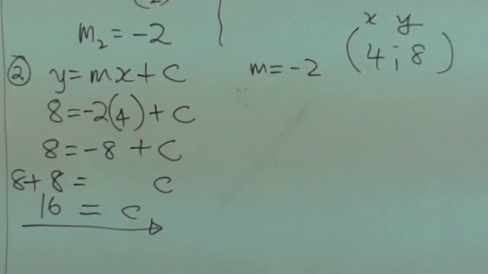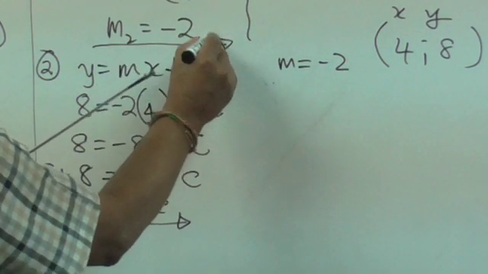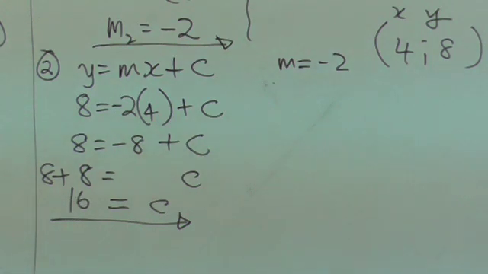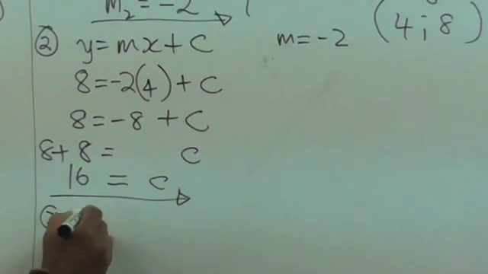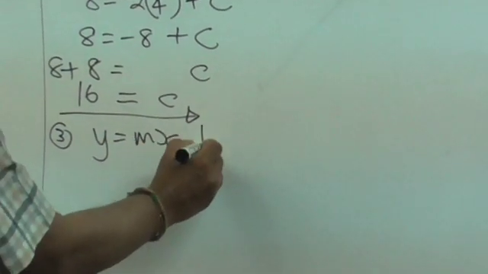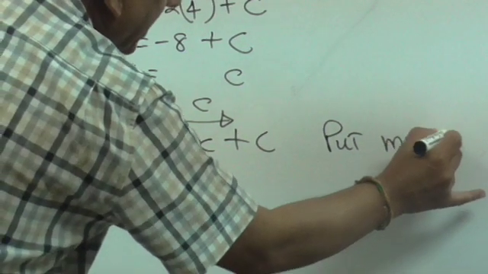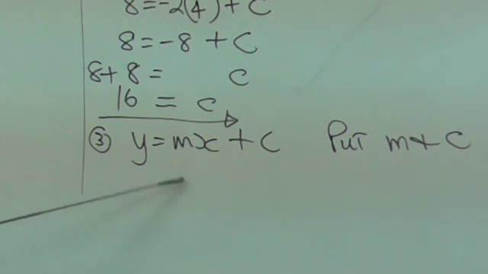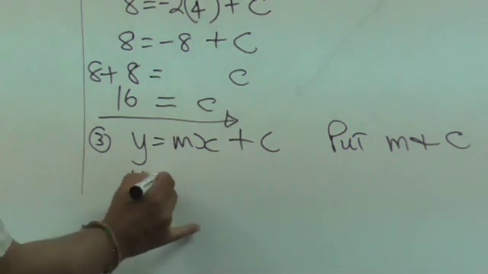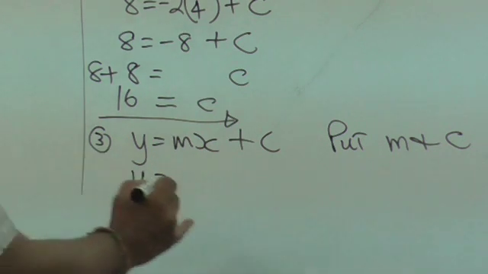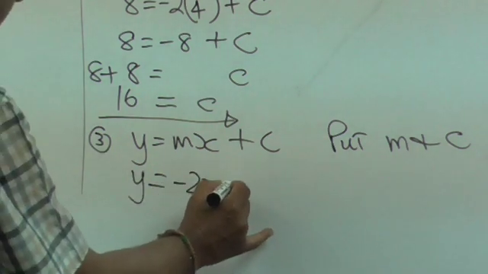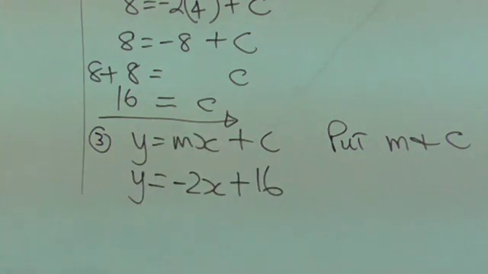Now we have found C. We have found M. Final step. Step 3. Y is equal to mx plus c. Now I must put only m and c here. So the answer is y is equal to minus 2x plus 16. Alright, so that was number 8 and 9 on perpendicular lines.